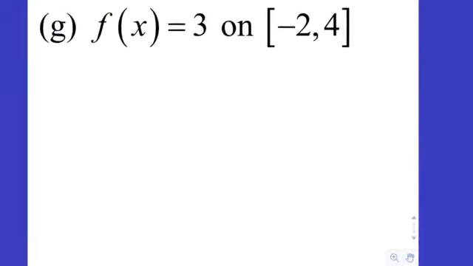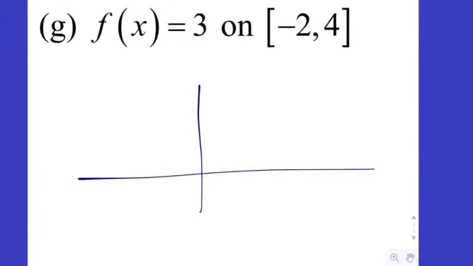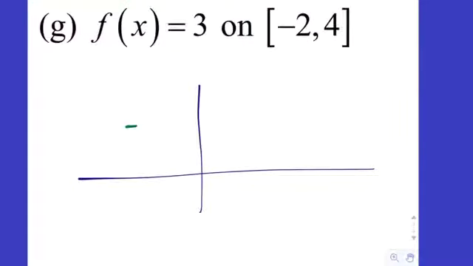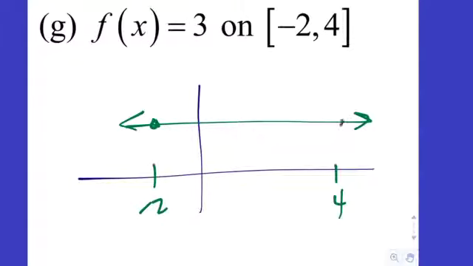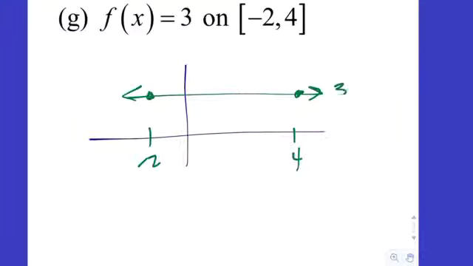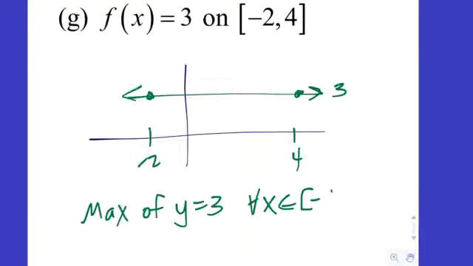So there you go. Oh, f of x equals 3. I forgot. There was this guy. Let's not forget him. What does the graph of f of x equals 3 look like? Horizontal straight line. Yeah, we're going from -2 to 4. Does this one have a maximum? Yeah, it has a maximum of y equals 3. Where? Yeah, for all x on the interval from -2 to 4.